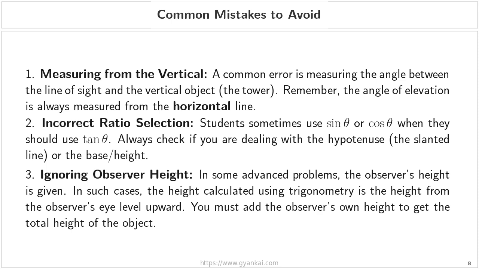Finally, don't ignore the observer's height. While our example assumed the student was looking from ground level, in more advanced problems, the problem might state that the observer's eyes are at a certain height above the ground. If that happens, the height you calculate using trigonometry is only the height from the eye level upward. To find the total height of the object, you must remember to add the observer's own height to your final result. Keep these points in mind, and you'll be able to tackle even the most complex trigonometry problems with confidence.